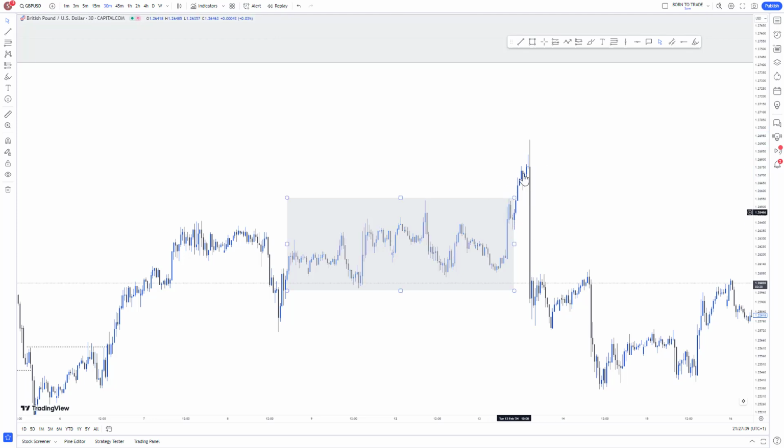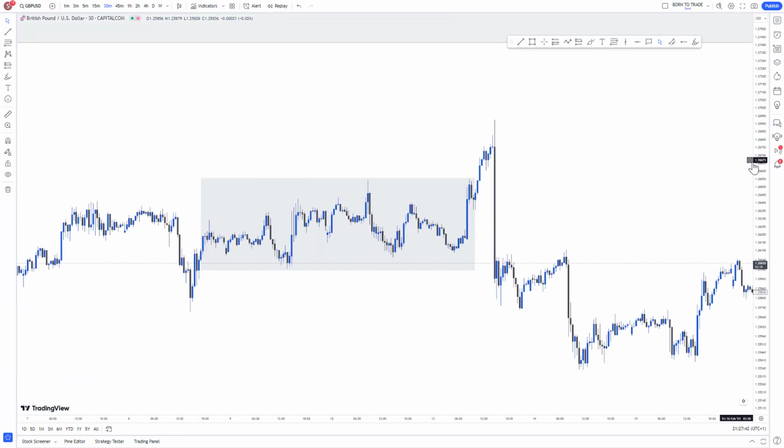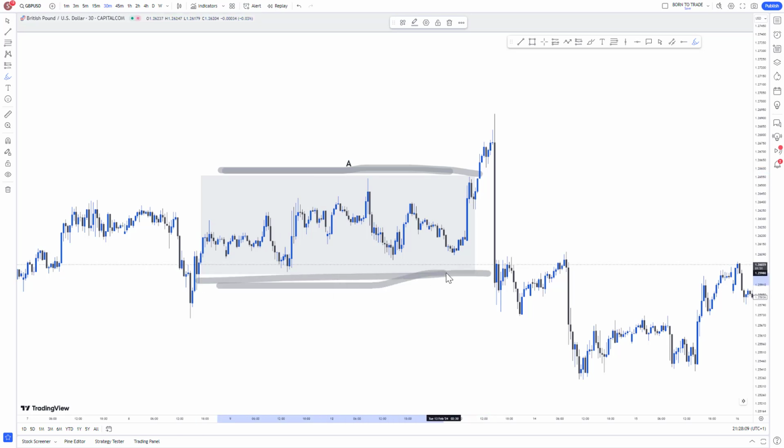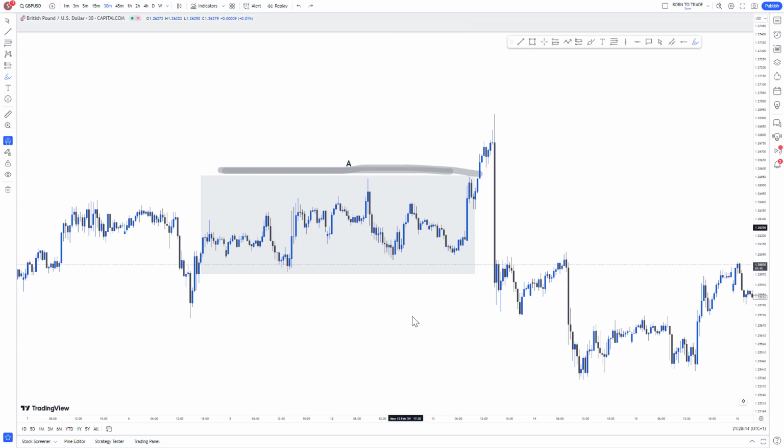So price manipulates out of the range. If you look, this is actually the accumulation right here. So let's label this. I'm going to label the accumulation as A. When price was slow in this area, we have a lot of stop losses in the market. That is a lot of money resting above the high, and we equally have money resting below the low, below this particular low right here.